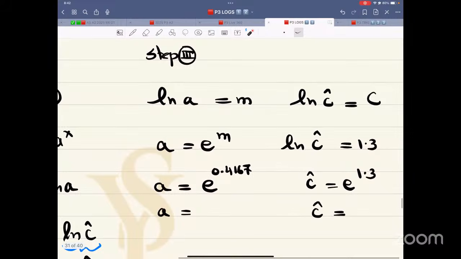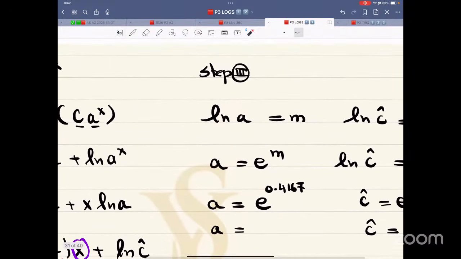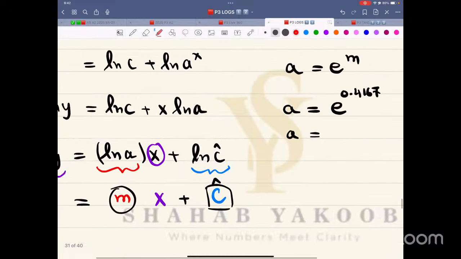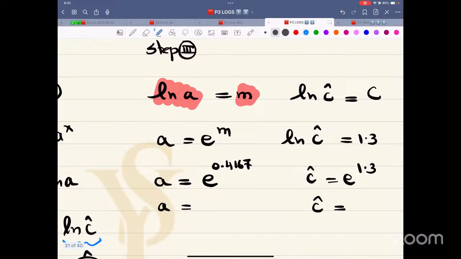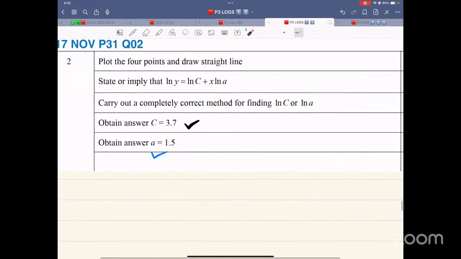Now we are on step number 3. That is this thing, ln a equals m. So the red one, this is ln a equals m. And then the blue one, capital C is equal to ln c. So now capital C is the C from the graph. That is 1.3. So therefore, c is e raised to the power of 1.3. Write the value. ln a equals m, a is e raised to the power of m. This is m, 0.4167. And that's how you get the value of a. So you find a, you find c, and these are the corrected answers.